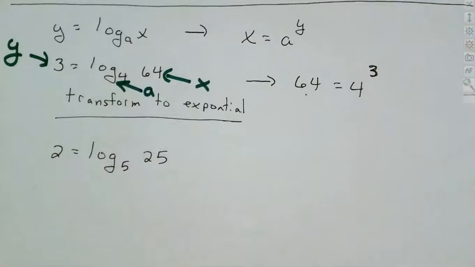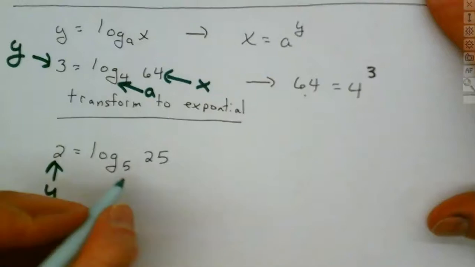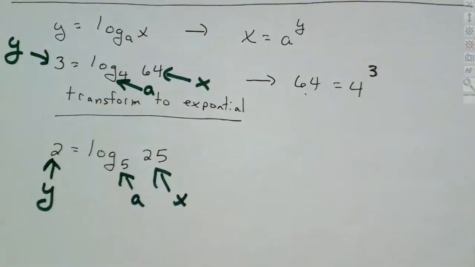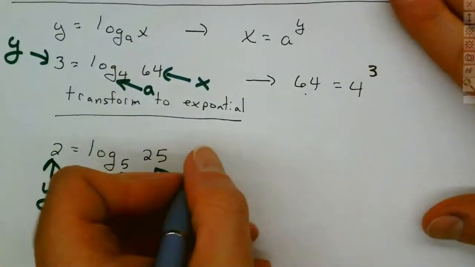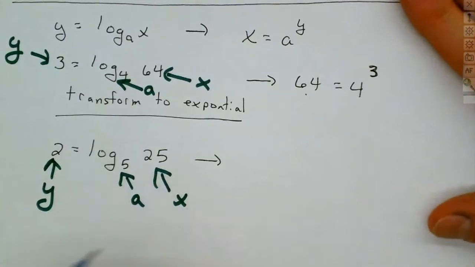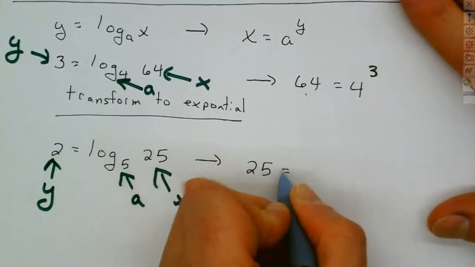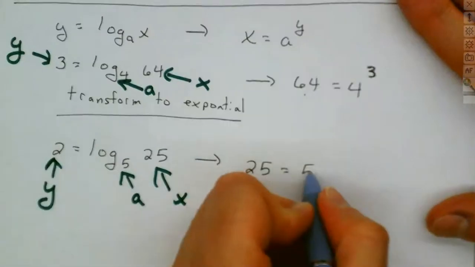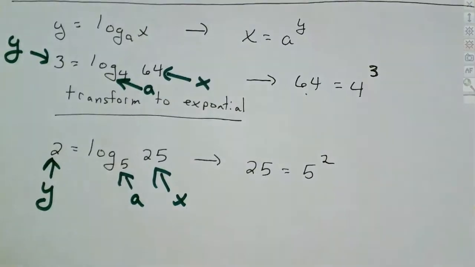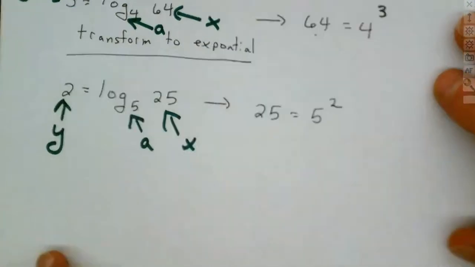Okay, so if I wanted to transform this one, label the pieces. This is your y, this is your a, and that's your x. So when I transform it, what does it look like? Okay, my x is that 25. That equals base of 5 squared. And that makes sense because 5 squared is what? 25. You see how we're converting them? You label them and you rewrite them. Now let's go the opposite way.